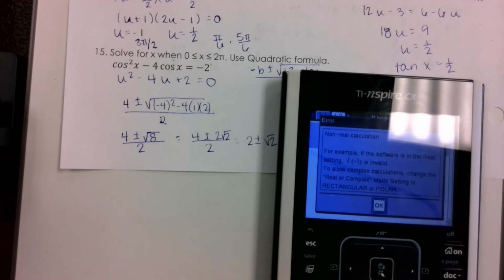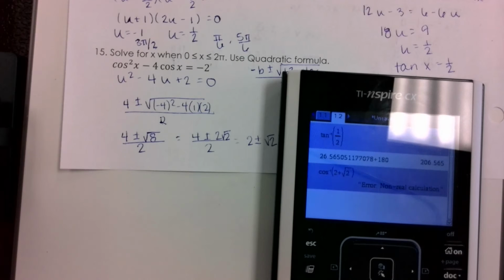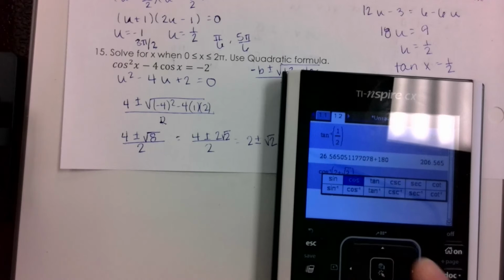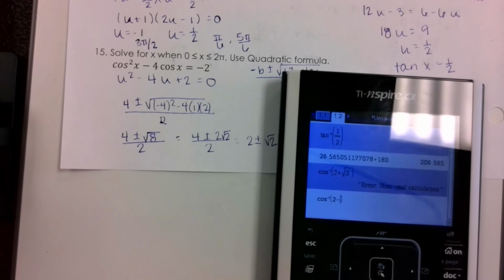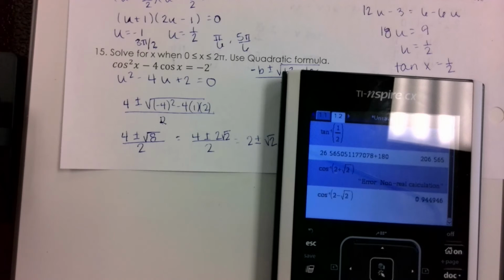Okay, so did we get answers yet? Are we still working on it? So when y'all did 2 plus root 2, did you get an error? Yeah, and why does that happen? I just can't hear you, I'm sorry. Right, it's not between 0 and 2 pi, so it's out of our boundaries, that's why it's not going to work there. So it only works if you do 2 minus square root 2.